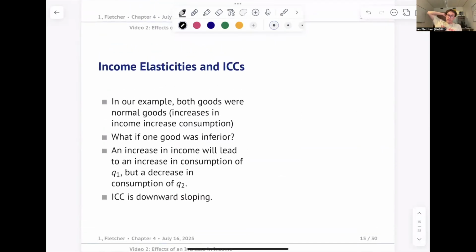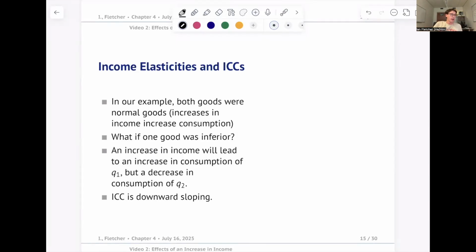So in our original example, both of our goods were a normal good. So we had an increase in income, in normal goods. We increased in income consumption. But what if one good was inferior, right? So what if we were able to say that our increase in income would lead to a lower quantity demanded in goods, right?